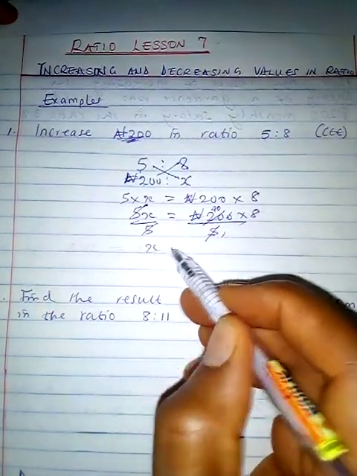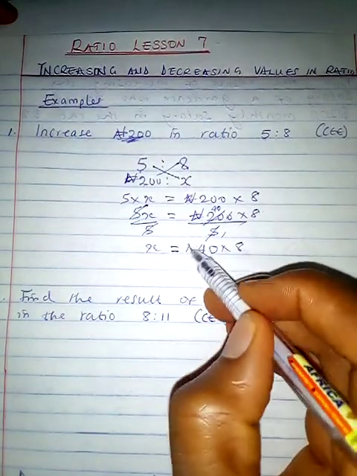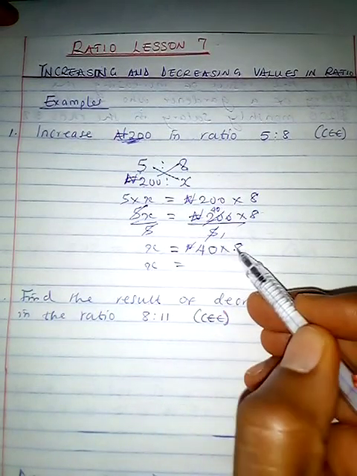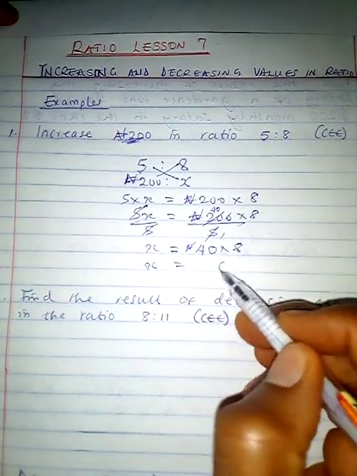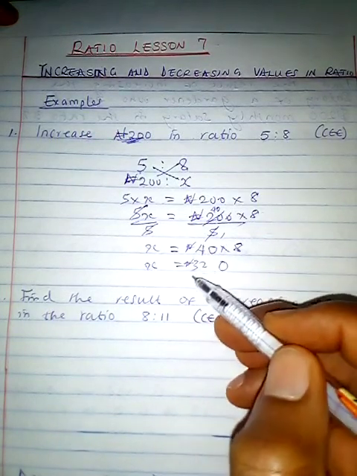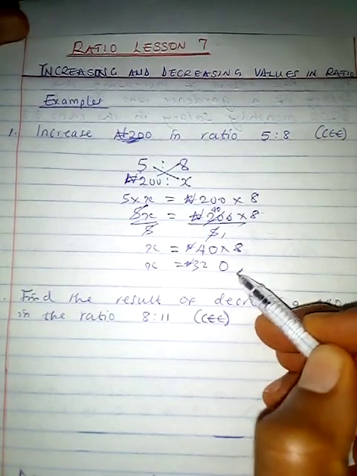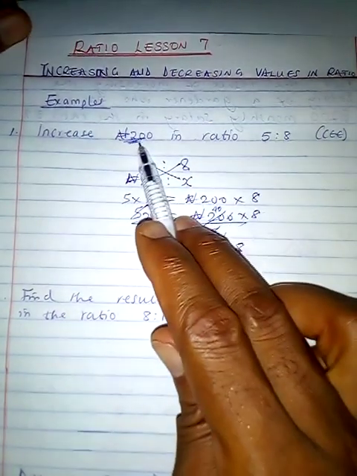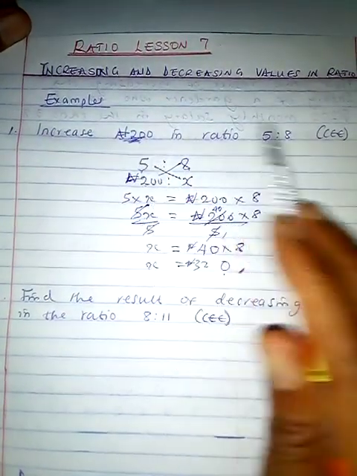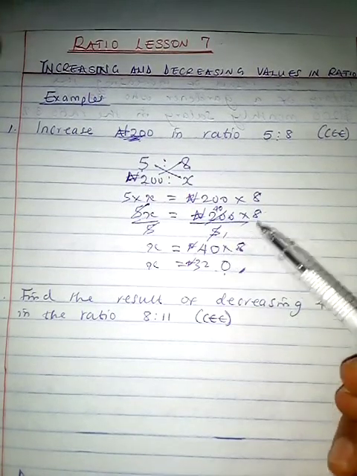So we are having x is equal to 40 times 8. Put your naira, please. Then x is equal to 40 times 8. 8 times 0 is 0, and 8 times 4 is 32. So the value is now 320 naira. That means that we have increased this amount from 200 to 320. When you increase this amount in this ratio, what you are going to have is 320 naira.